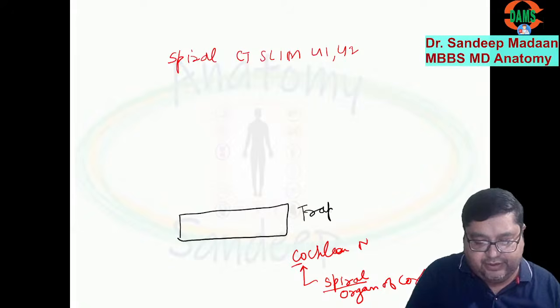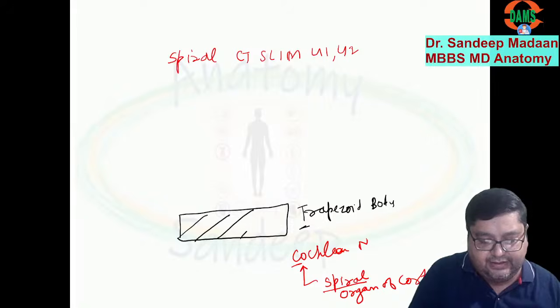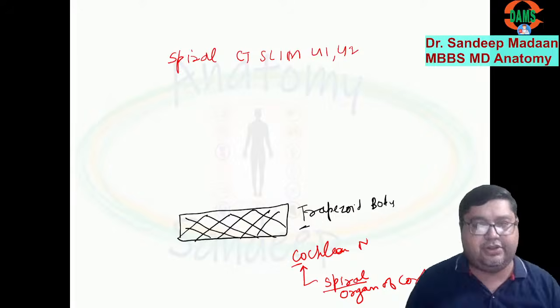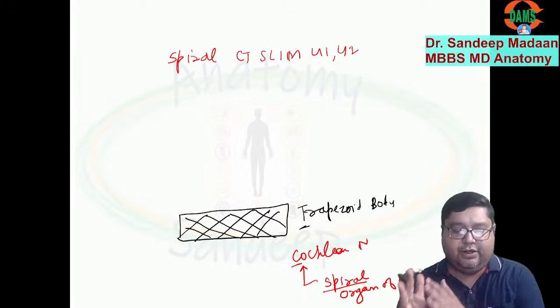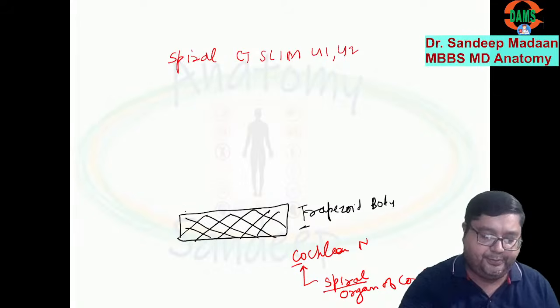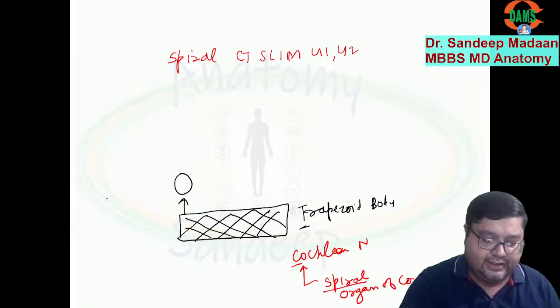Now, let me tell you first what the trapezoid body is. The trapezoid body is formed by the fibers which are crossing from the left to the right side and the right to the left side. Because of the decussation of the fibers, the body is formed, which is called the trapezoid body. That means now the pathway will shift to this side and we will reach over here. That is S. S for superior olivary nucleus.